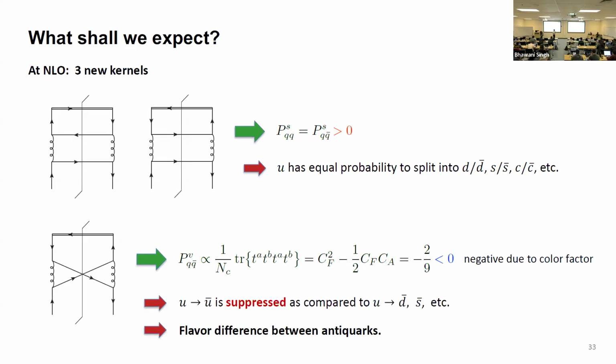And what this means is something opposite to what we have above. Because its kernel is negative, it only controls the splitting from U to U bar. And U to U bar is suppressed as compared to U to D bar, U to S bar, etc. And the above kernel says that U has equal probability to go to D D bar. What this means is that there is some flavor difference between the anti-quarks, because U bar and D bar are not the same. And D bar and S bar are not the same, because we can also have D to D bar, which is different from D to S bar, etc.